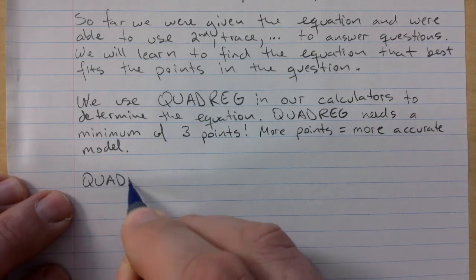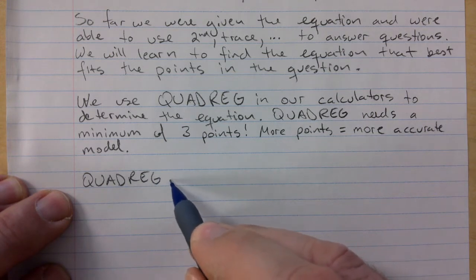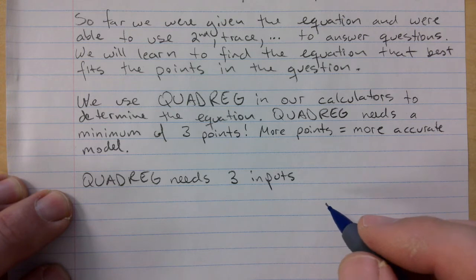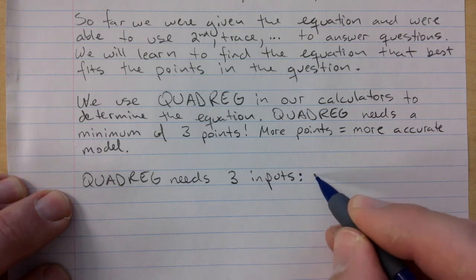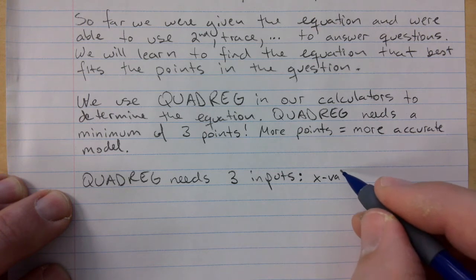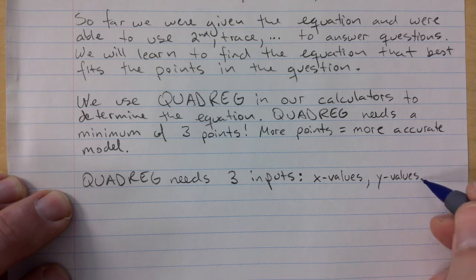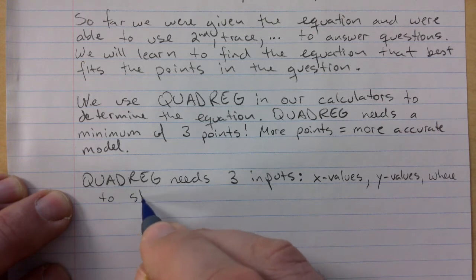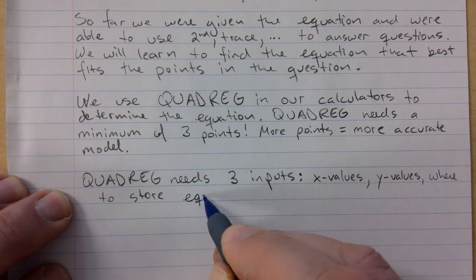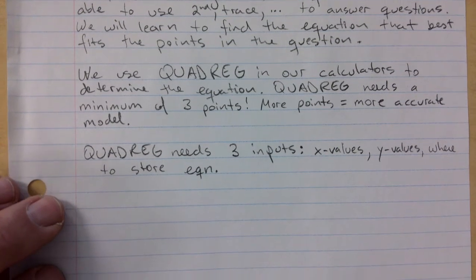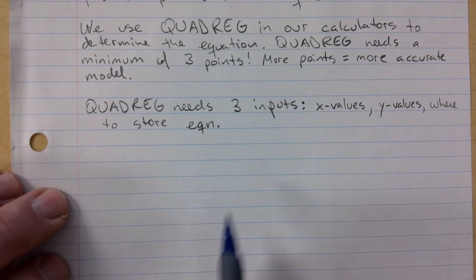Quadratic needs 3 inputs. And it's going to be x values, y values, and where to store the equation. So it needs 3 things.